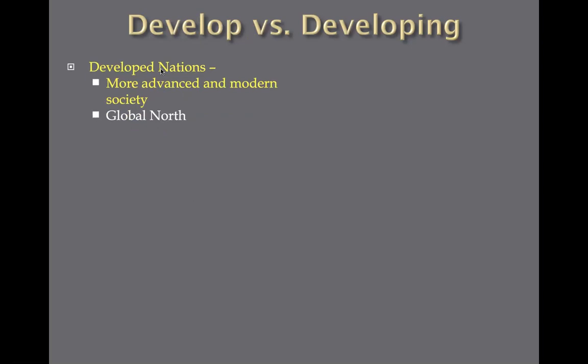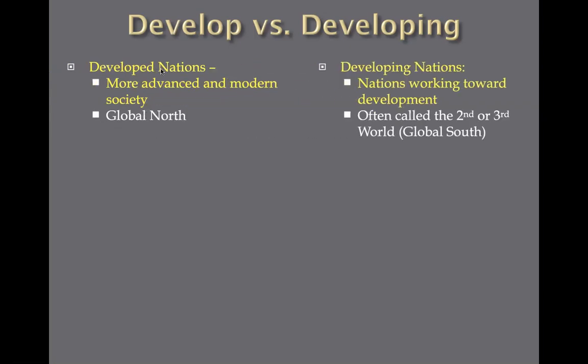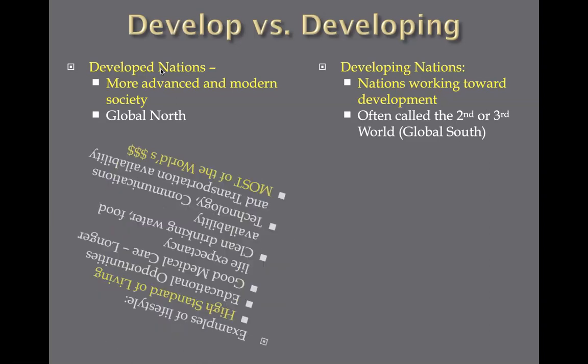So in a developed nation, you have a more advanced and more modern society. It's usually the northern countries. But a developing nation, the nations are working towards becoming a developed nation. These are often called second or third world countries. We don't really use those terms anymore. We've kind of switched to developed and developing.